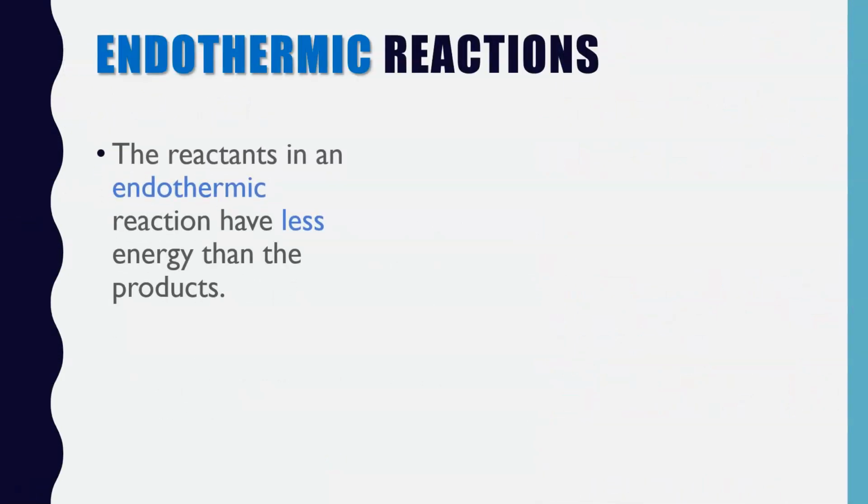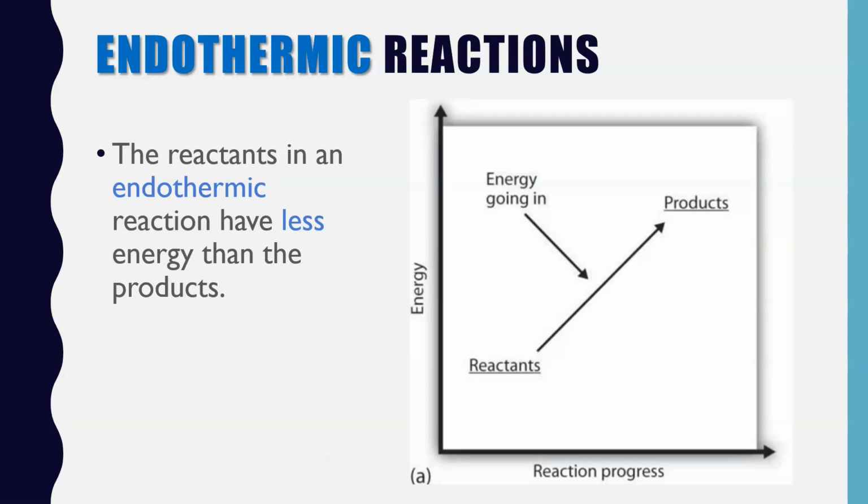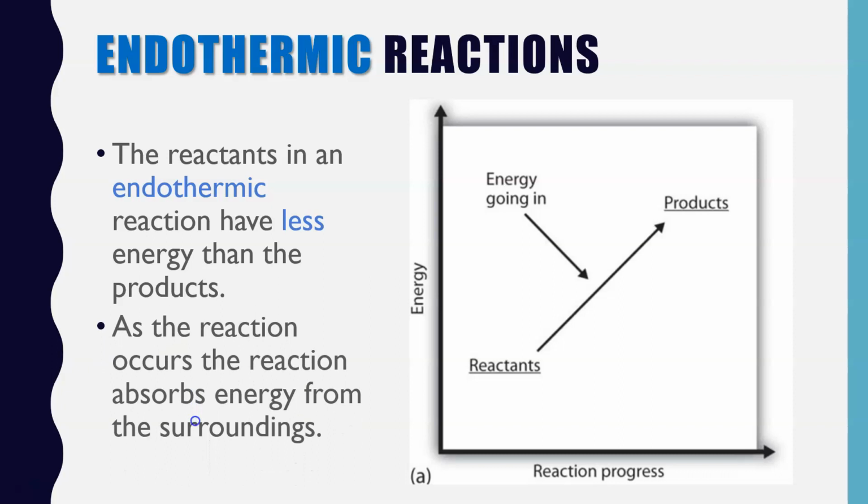Okay, so thinking a bit more on this endothermic reaction front. The reactants in an endothermic reaction have less energy than the final product that's made. So let's have a look at our graph here. We've got the energy amount on the y-axis, on the vertical axis, and the reaction progress on the horizontal axis. So you start off with your reactants, and you see there's a rise in the energy value to the products. So the products have more energy in the bonds than the reactants did, and they've taken that in from the surroundings.